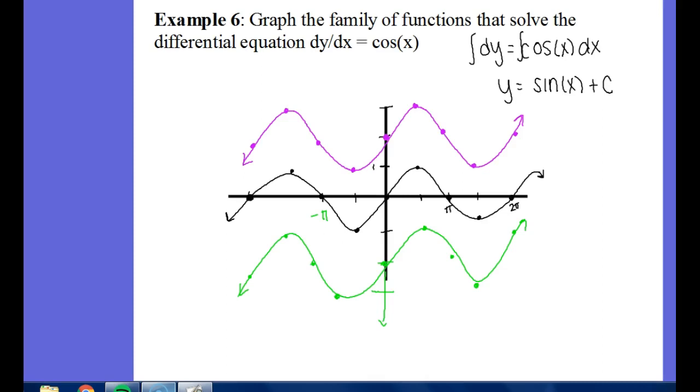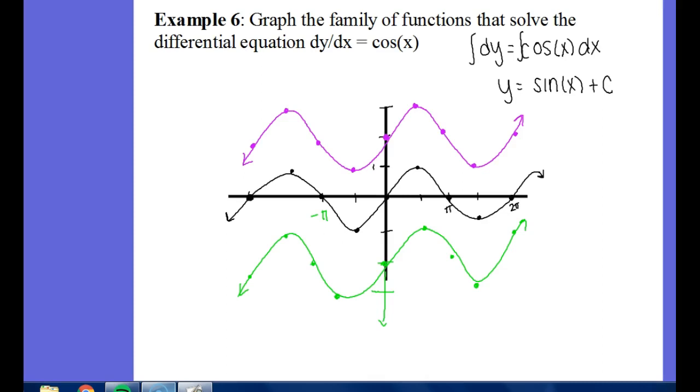Well, the parent functions sine and cosine are the ones that go through the origin or start at 1 and go down. So the parent function is up there in black. The purple and the green are simply parts of the family of that function. And what we do when we find slope fields is find those parent functions.